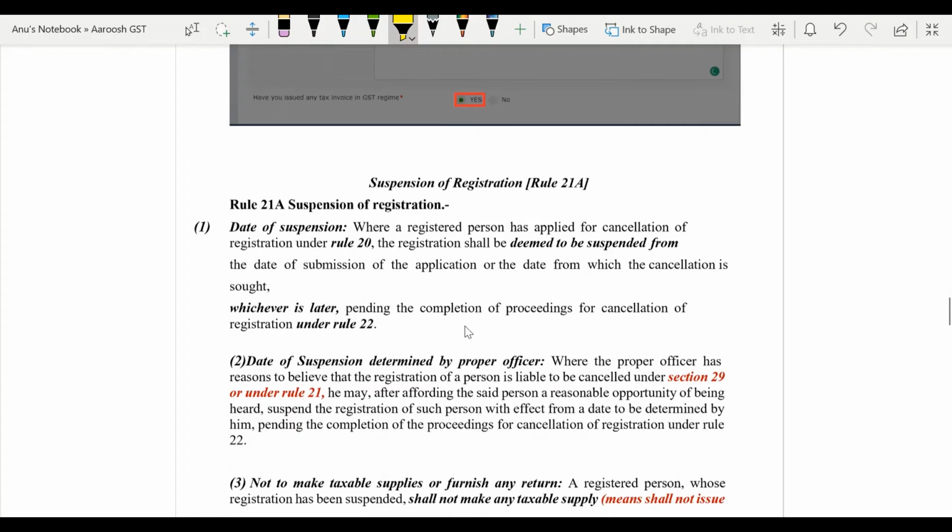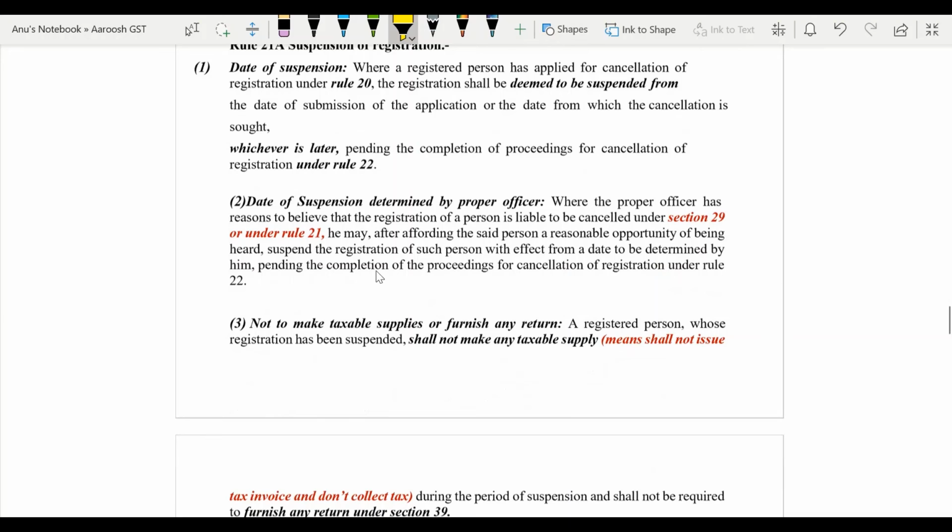Suspension of registration, date of suspension: where a registered person has applied for cancellation of registration under Rule 20, the registration shall be deemed to be suspended from the date of submission of the application or the date from which the cancellation is sought, whichever is later, pending the completion of proceedings for cancellation of registration under Rule 22. Right? So the date of suspension can be the date of submission of the application for cancellation or the date from which the cancellation is sought. I can specify that I want to cancel my registration from the said date, and whichever is later, that will be the date of suspension.